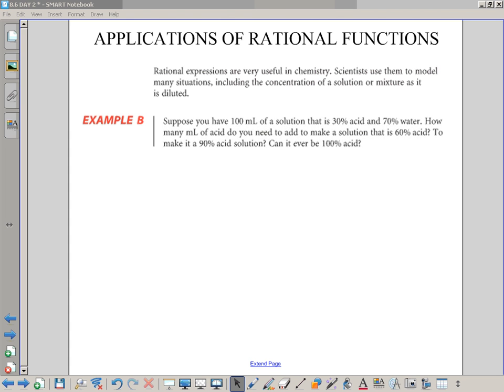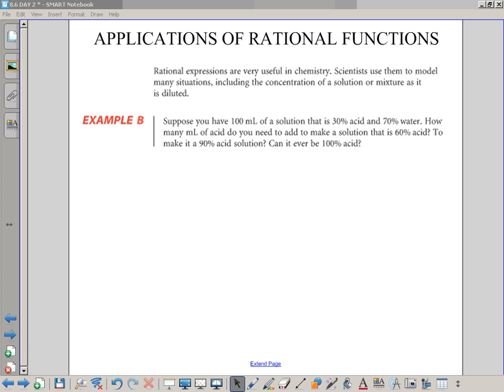Section 8.6, applications of rational functions. We're going to do example B here. This will help you with the 8.6 green worksheet number 4. So go ahead and take out your notes handout from today's class, which is, what's today? Well, Wednesday. Take out your notes handout from today, and this is example B at the bottom.